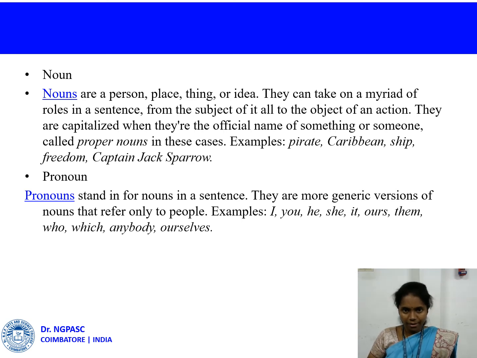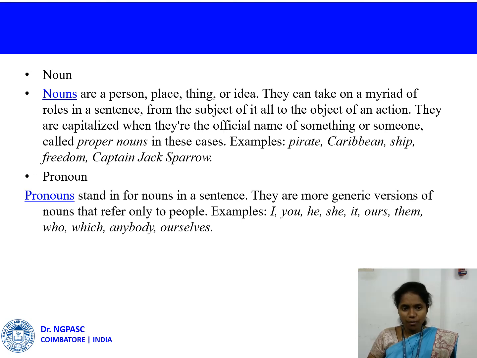Nouns are usually capitalized when they are the official names of something or someone. And if there is any repetition of nouns in sentences again and again, for the second repetition, you can go with pronouns in these cases. Example: parade, Caribbean, ship, freedom, Captain Jack Sparrow. And moving on to the next one.